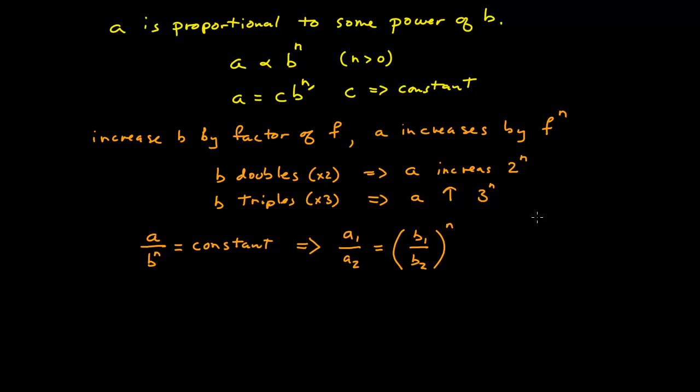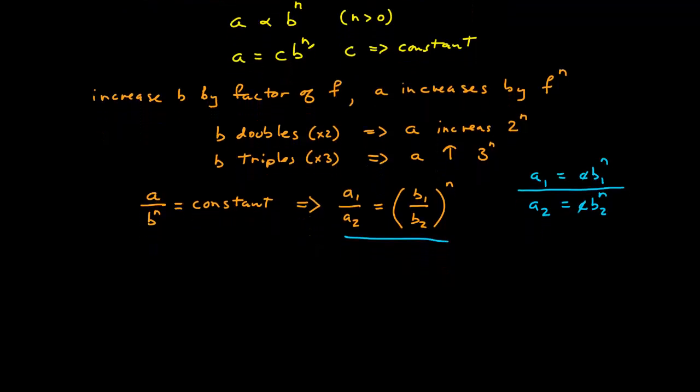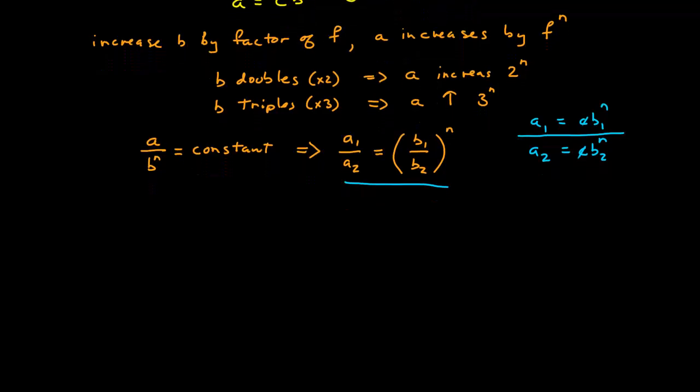And we can see that really easily if you just can't see it immediately. If I have some value A1 is equal to C B1 to the n, and A2 is equal to C B2 to the n, I can just divide these two equations. The C's cancel, and I get A1 over A2 is equal to B1 over B2 to the n power. So let's just look at a quick example where this might work.